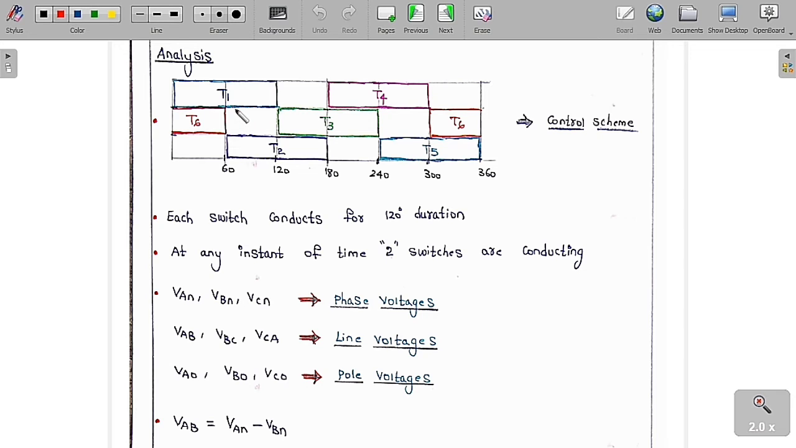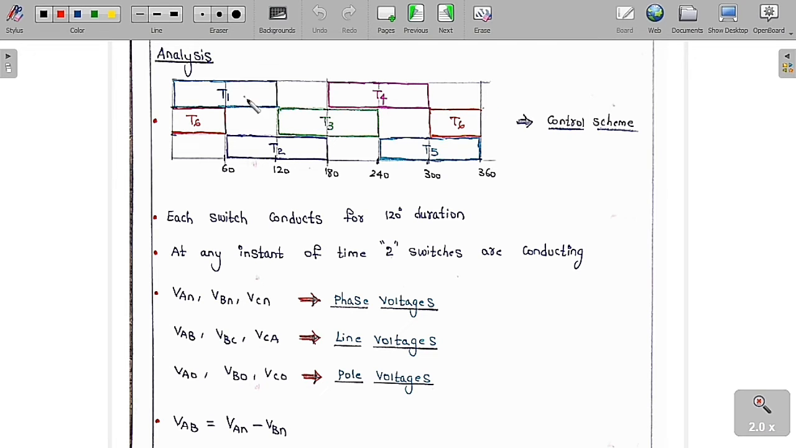In the first leg, there are two thyristors, T1 and T4. From 0 to 180, T1 is going to connect only for 120. The remaining range is off. Similarly, T4 is going to connect in the duration of 180 to 360 only for 120, so therefore 180 to 300, and here it is going to connect. The remaining range it is going to be off.